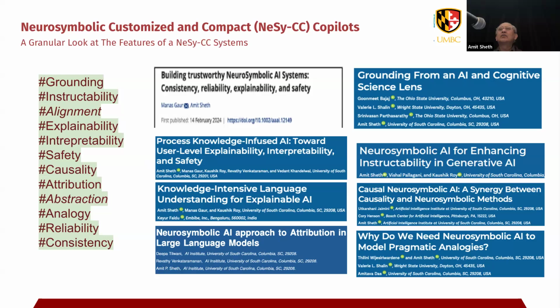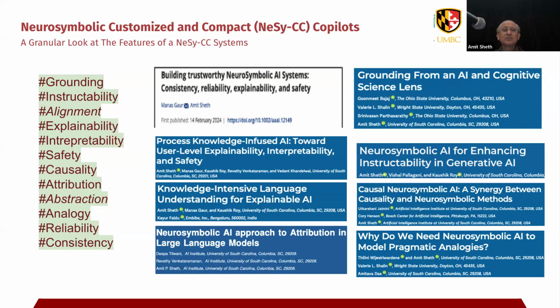For building robust and trustworthy AI systems necessary for mission critical applications, enterprise applications, health applications, there is a lot more that is needed that the generative AI approach does not have. Recently, there was an NSF AI Institute proposal, and indirectly they required us to address grounding, instructibility, and alignment.